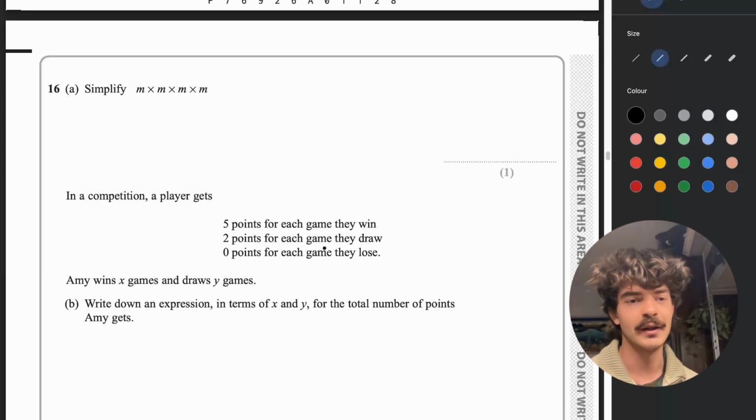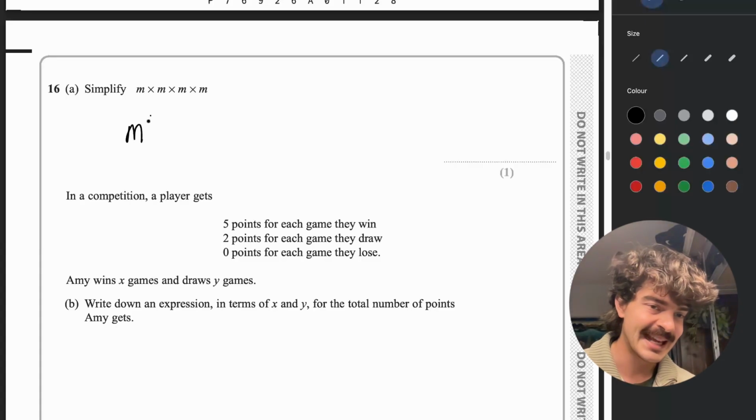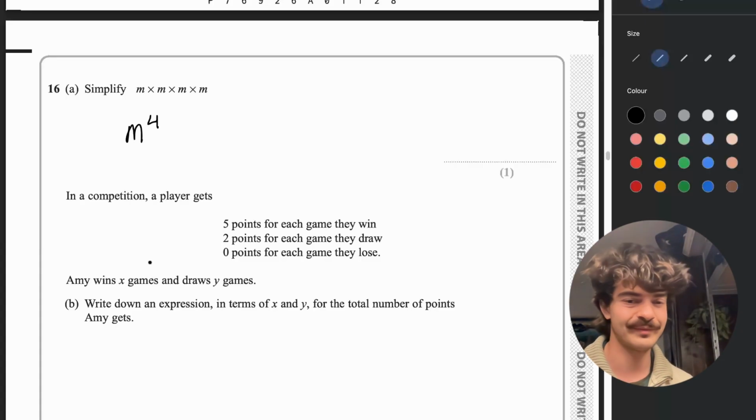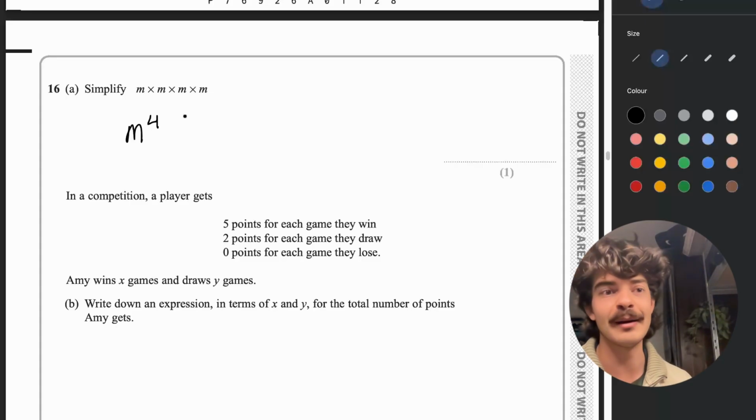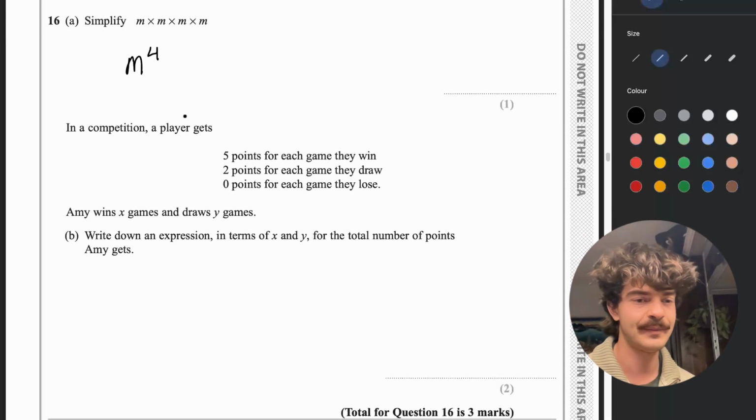Question 16. M times M times M times M. How many m's have we got? How many times are they multiplying? This is m to the 4, okay? So yes, multiplying a piece of algebra by itself that many times is what a power is.